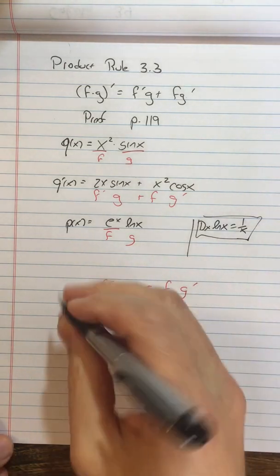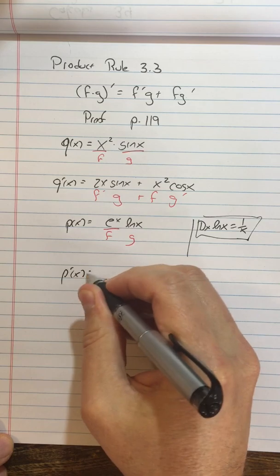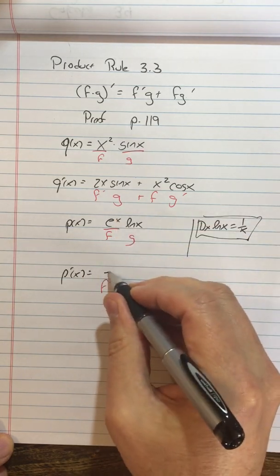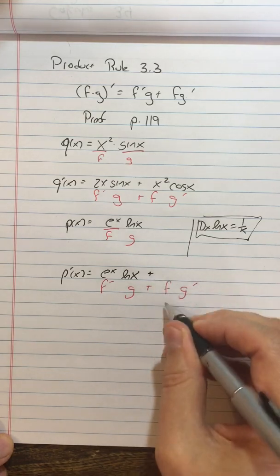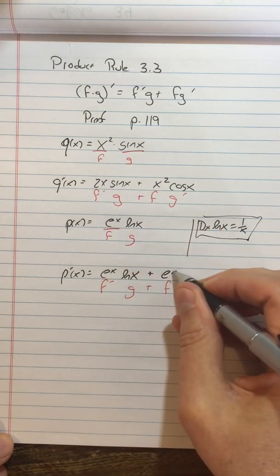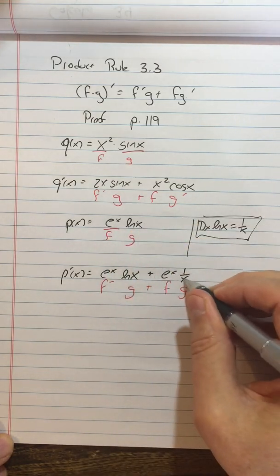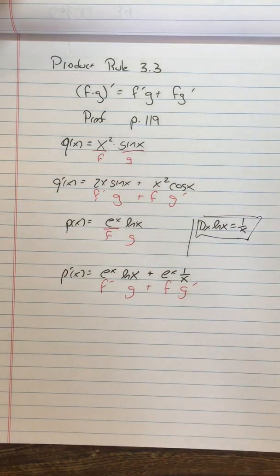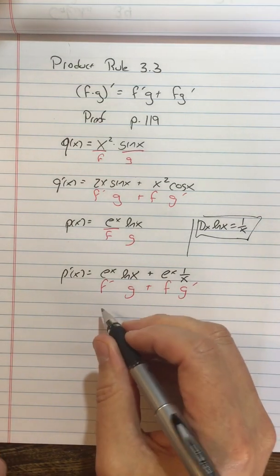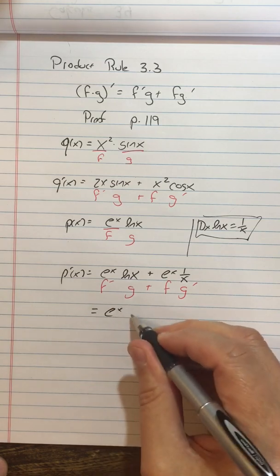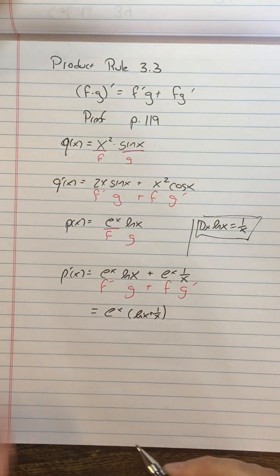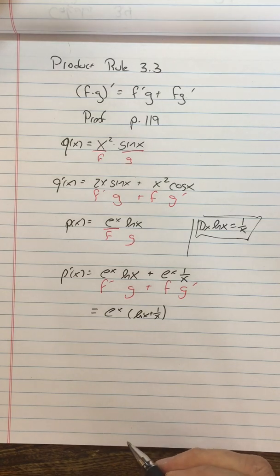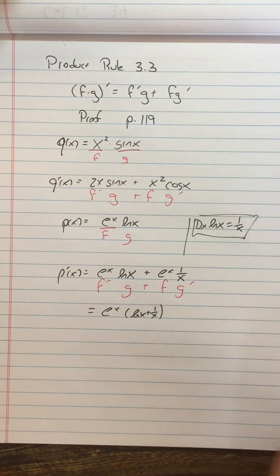So p'(x) is equal to f', the derivative of e^x, which is e^x, g is ln x, so we just leave that ln x, plus f is e^x again, g' is 1 over x. There you go, there's nothing we can simplify. If you want, factor out the e^x. You can do that if you want, but you don't have to. So that's how you use the product rule.